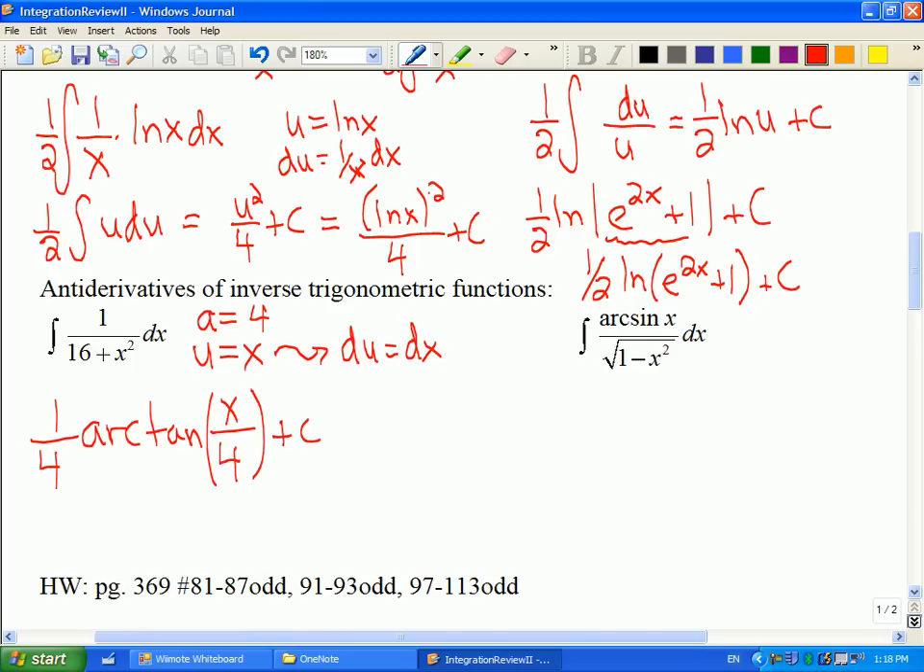Now remember, this wasn't the case for us, but if we would have gotten something like du equals 3 dx, then we would have needed to do a proper substitution to make sure that we got the right constants in front. Otherwise, you might have been off when you got your answer. In this case, it might have been like a 1/12 or something different instead of a 1/4. Okay, so watch out for that when you do your inverse trig.